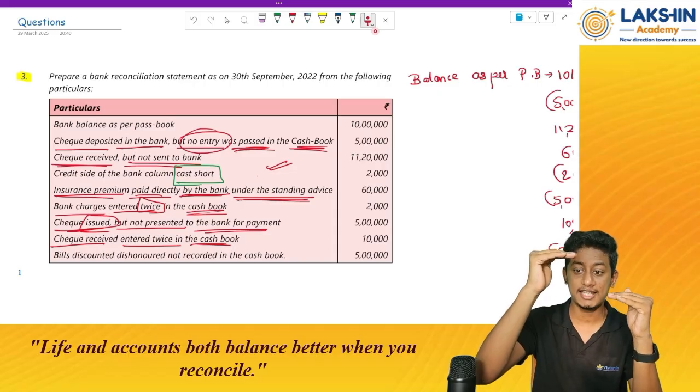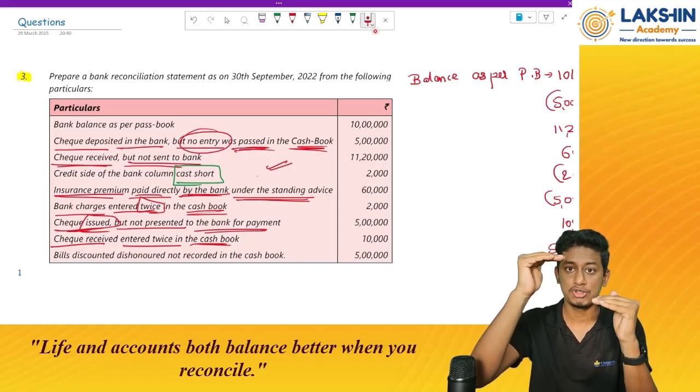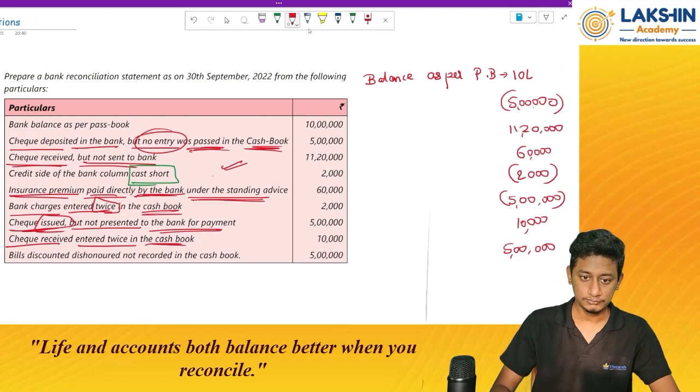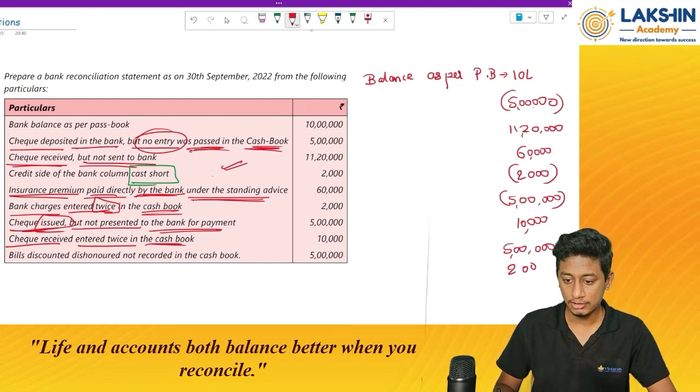So to make it equal, what can I move? I can move only my passbook. So to make it equal, I should add it. So I will add 2,000 rupees.